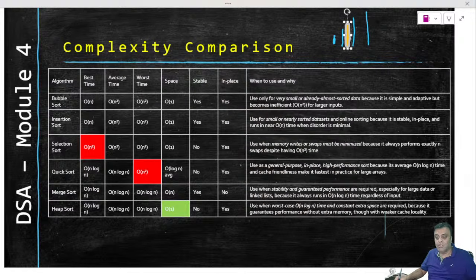So if you are not disturbing the entire sorting process and just shifting the array, then please use insertion sort. Do not use any other sort. If this is the case where you will just have to put somebody inside, you will use insertion sort. So that's on insertion sort.